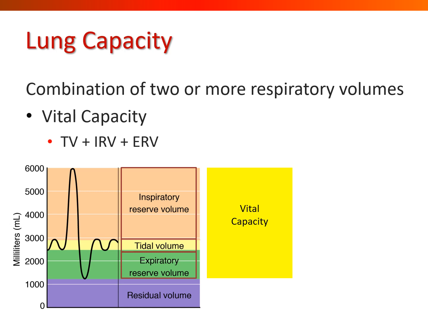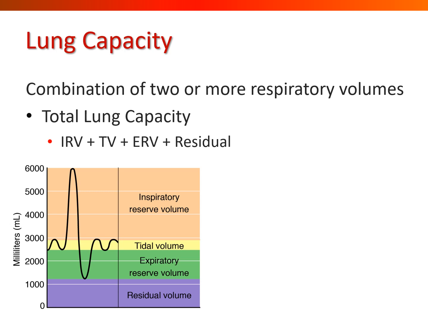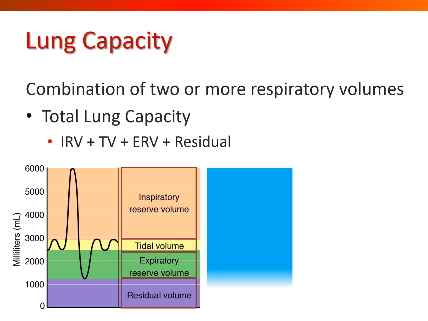Now, having added up all of these different volumes to get capacities, there's one more capacity that we need to talk about. So I wonder what that is. Well, that would be the total lung capacity. To calculate total lung capacity, we take all the air that we normally breathe in and out, plus all the air that we could breathe in extra, and all the extra air that we could breathe out, plus all the air that stays in the lungs all the time that we can't do anything with. And that is our total lung capacity.